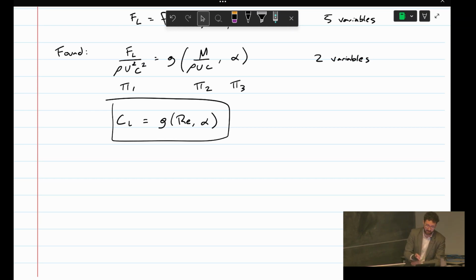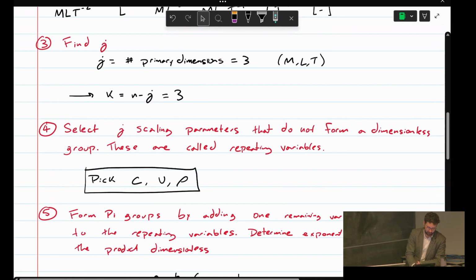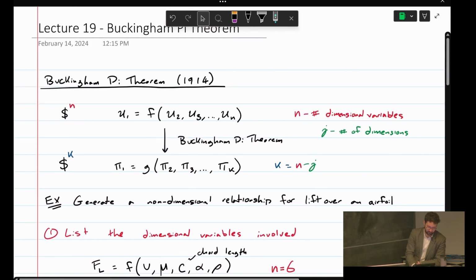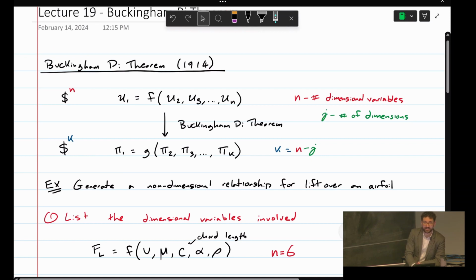Are there any questions about how I put this together? Yep. Back to the start. At the beginning, we list dimensional variables involved. So what happens if you didn't consider all the variables involved? Then you might not get the right answer.